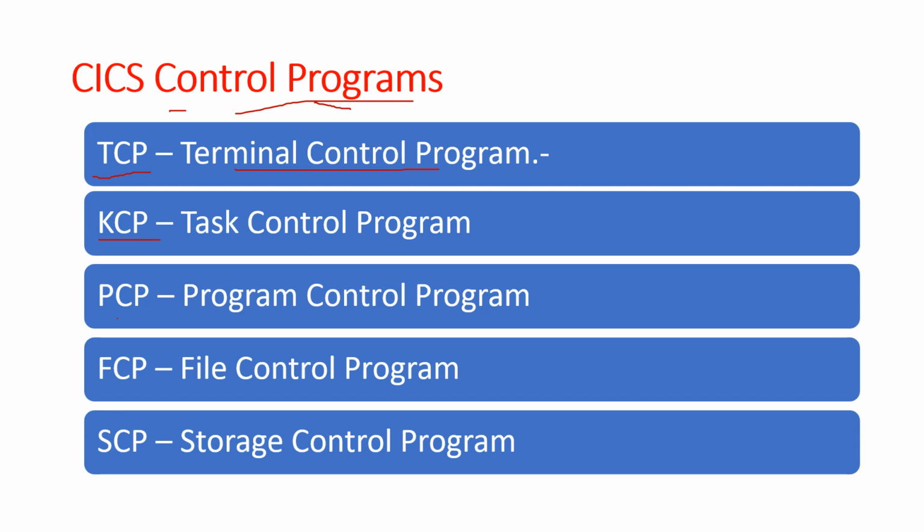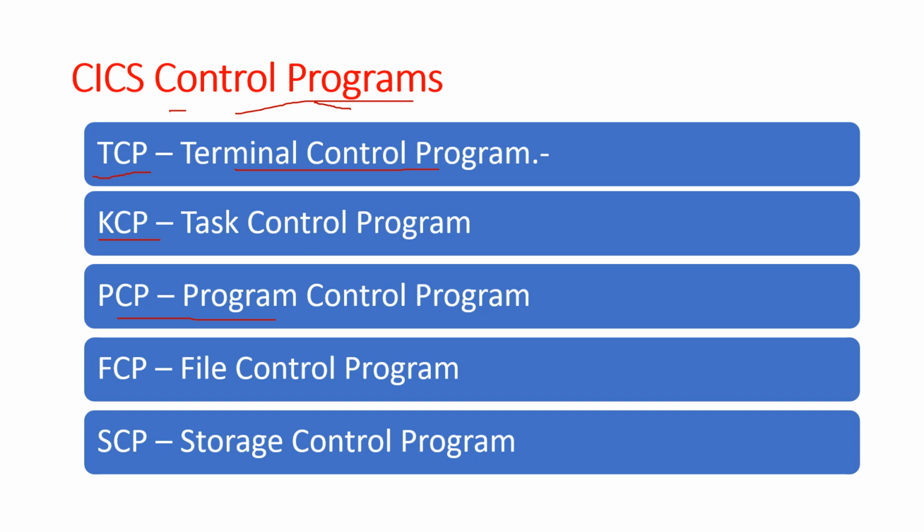Next is PCP. PCP is known as the Program Control Program. PCP is used to locate and load programs for execution, and it transfers control between the programs and returns the control back to CICS.